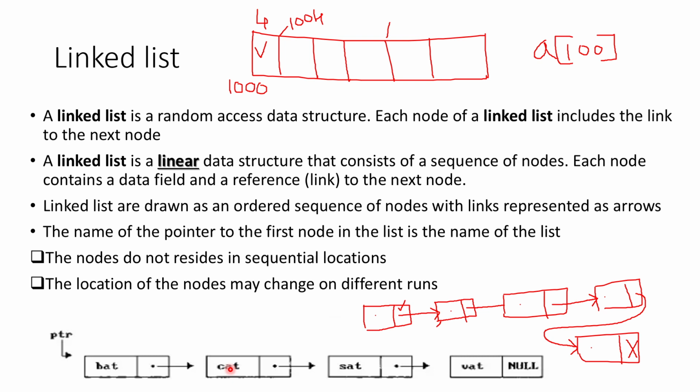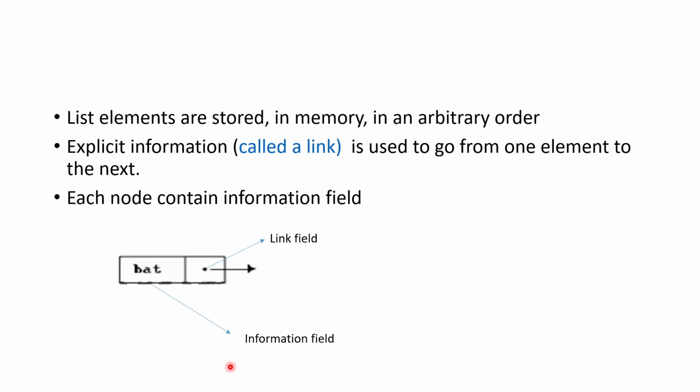And these addresses may change in different attempts of execution. So there is no constant address because it is allocated at the time of execution. So it is called dynamic memory location. A list's elements are stored in memory in arbitrary order. We don't know what the address is, which address is assigned. It is decided at the time of execution.